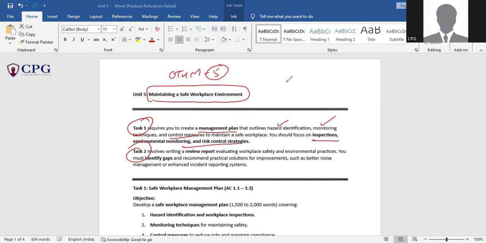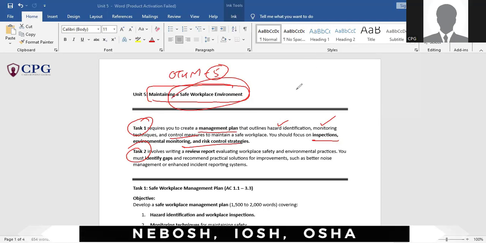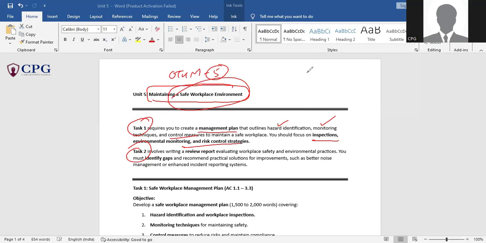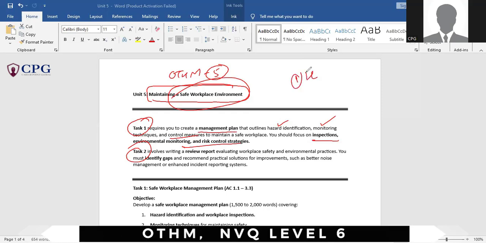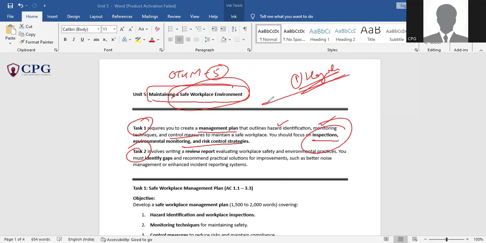Basically, you will be creating a management plan on how you will be maintaining a safe work environment at your workplace. In order to maintain a safe work environment, first you have to identify hazards. What techniques will you use to identify hazards? These are inspections, environmental monitoring, risk control, etc. These are all the techniques that you will be using to identify the hazards.